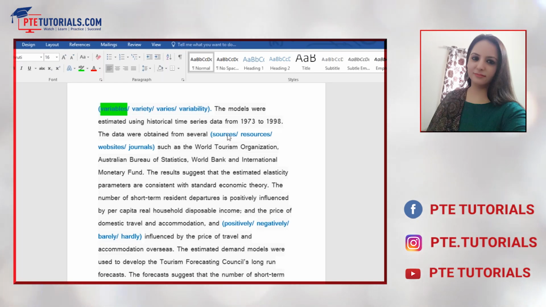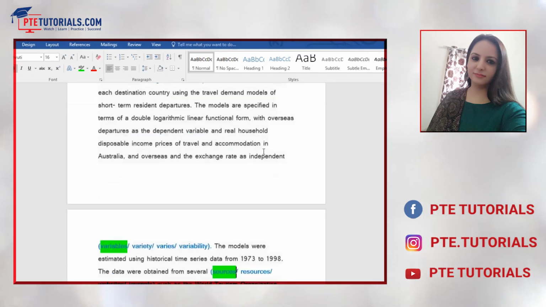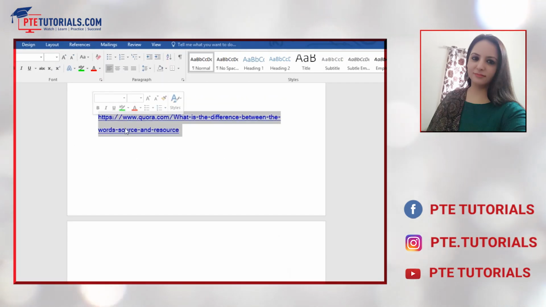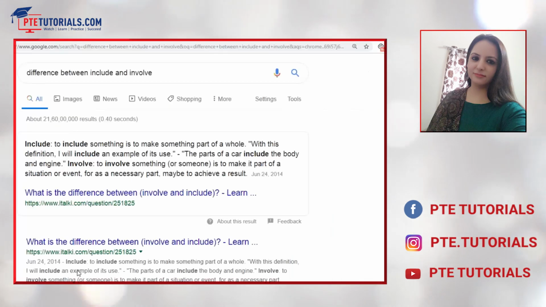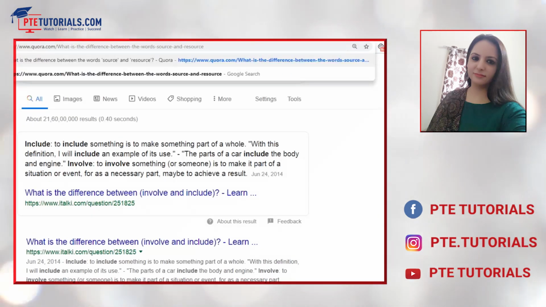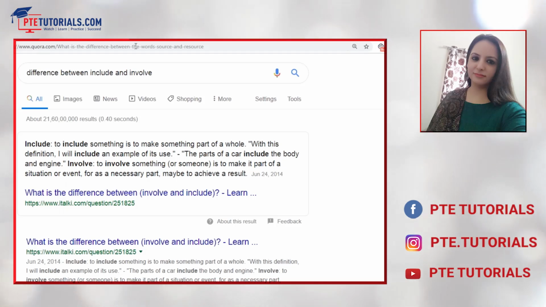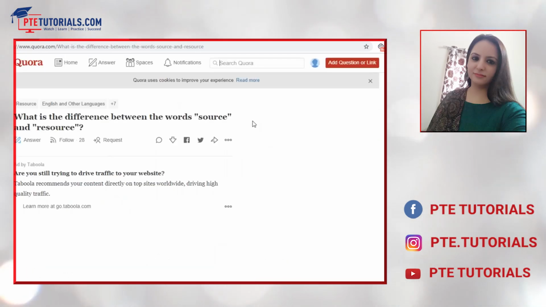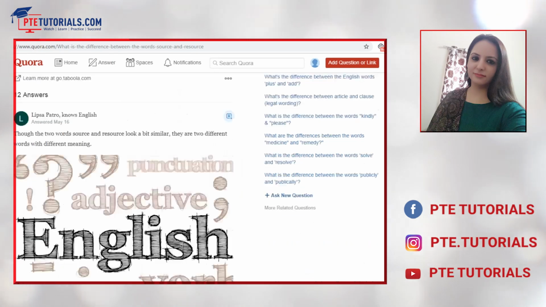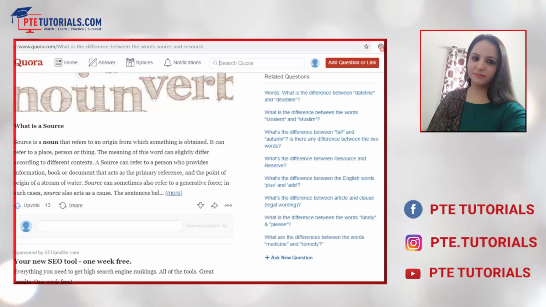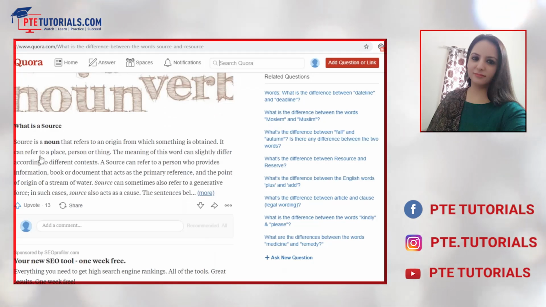I'll be selecting here sources, not resources. Let's check the difference between sources and resources so that you can get to know. Source is a noun that refers to an origin from which something is obtained. It can refer to a place, person, or thing.